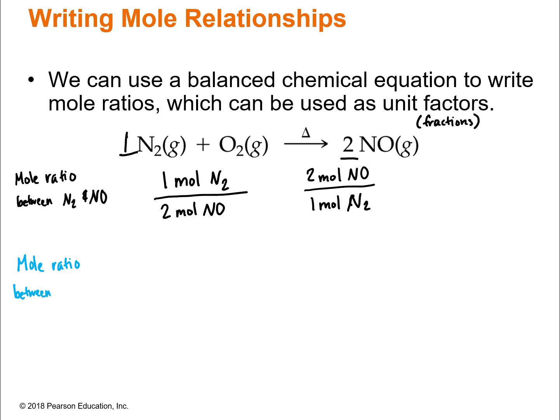Now let's do that between the oxygen gas and the nitrogen monoxide. There's a 1 here in front of the oxygen that's implied. So we write 1 mole of oxygen gas. And on the bottom, still the same 2 moles. We're just writing the coefficients from the equation in the unit factor. And then you write the reciprocal.